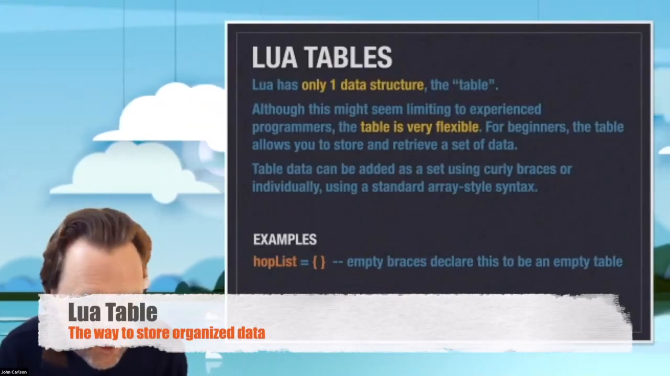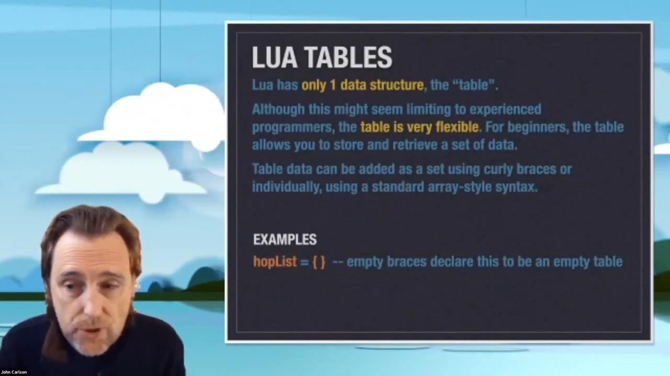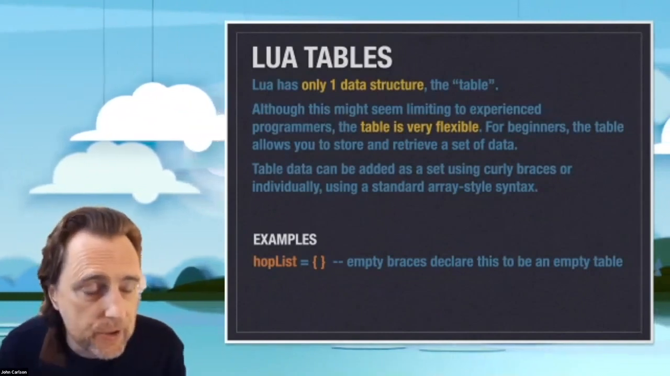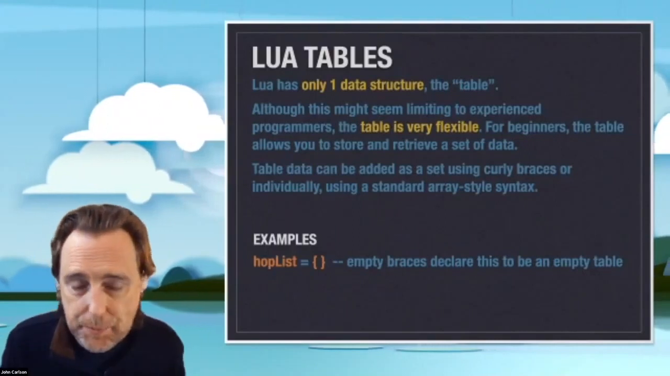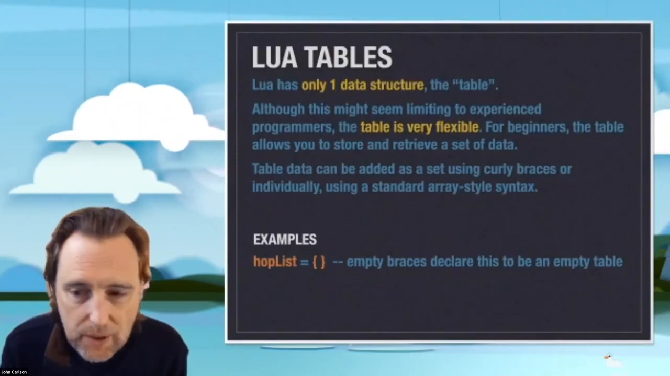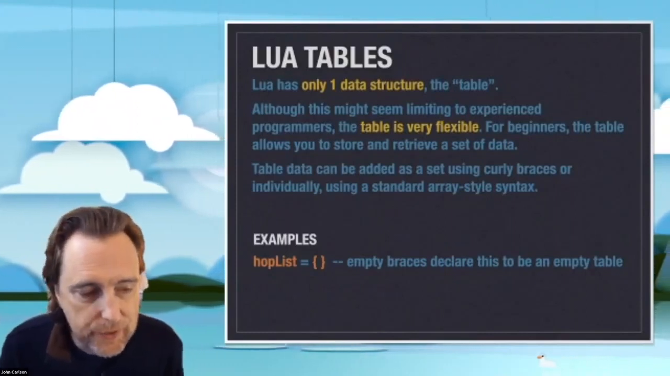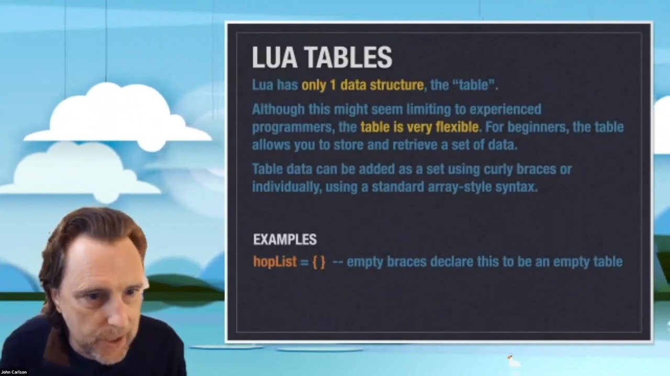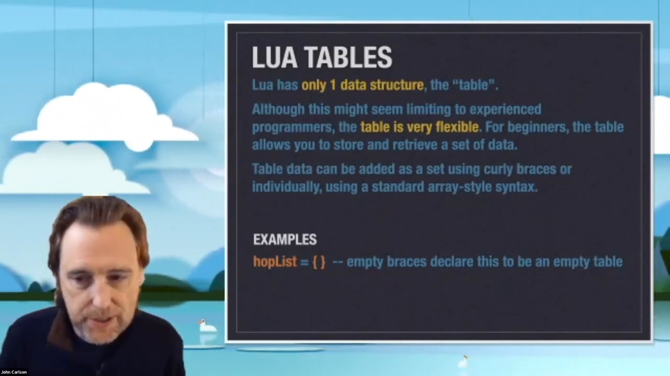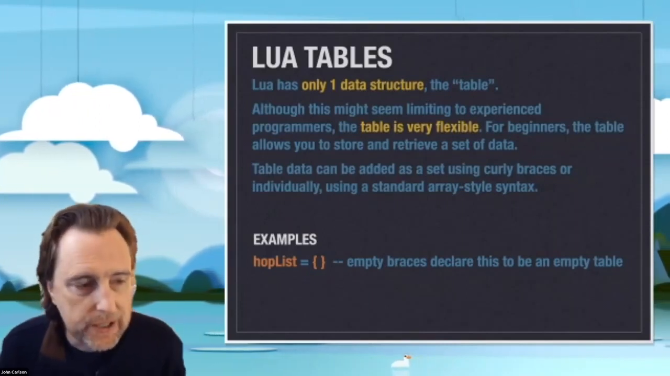Lua tables are what's referred to as a data structure. Tables allow you to create a named spot to store and organize related data. So tables are something like arrays, if you've coded in a language that has arrays. But the interesting thing in Lua is that the table is the only data structure.